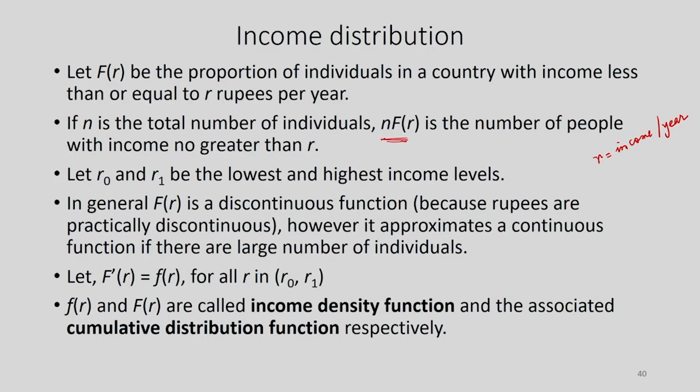Let us suppose India's population is, let us take an arbitrary figure, 100 crore people. So 100 crore multiplied by 60%, that means 60 crore people in India earn income less than 1 lakh rupees. Okay, so in this manner we can actually find out how many people are earning income less than a particular level of income.